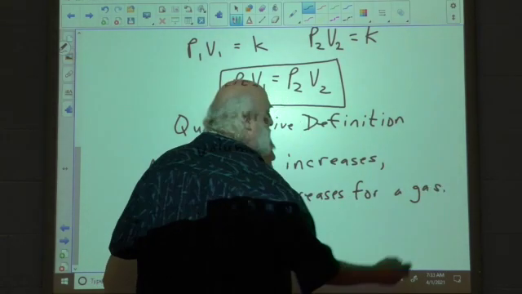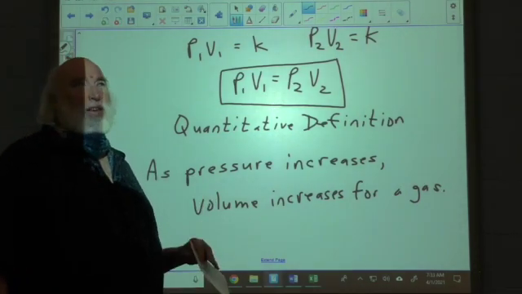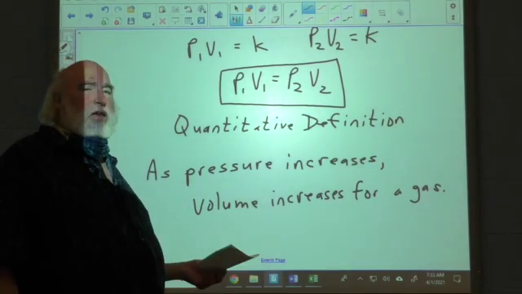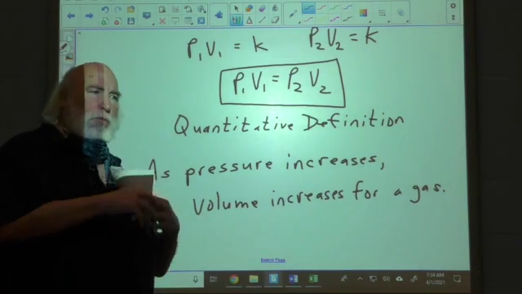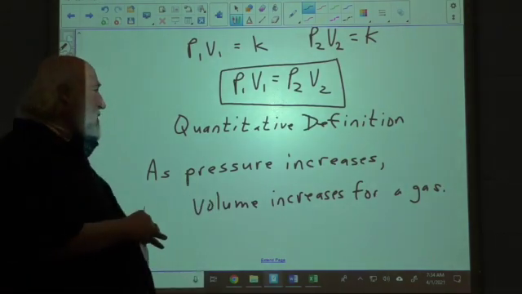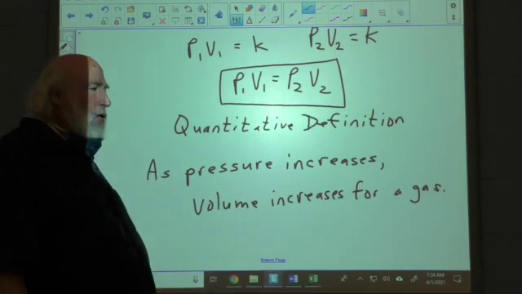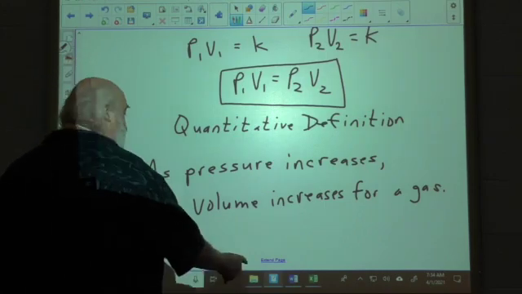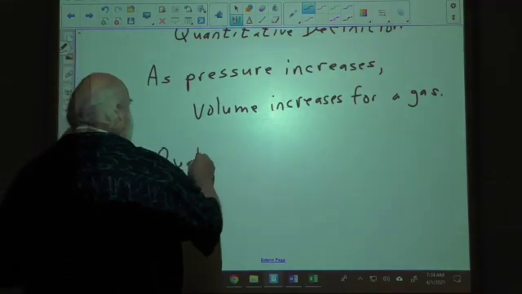And does it make any difference as to which gas we're talking about? The answer is no, because we call these ideal gases. Ideal gases are those gases that when they collide together, they don't create a reaction. They don't stick together, or they don't break apart and create new substances. These are ideal gases, and ideal gases all behave the same way for these gas laws that we are assuming. Okay? Now, this is called the qualitative definition.